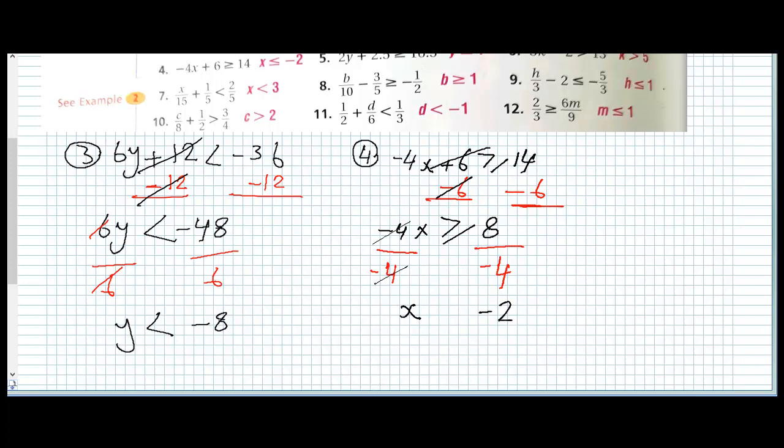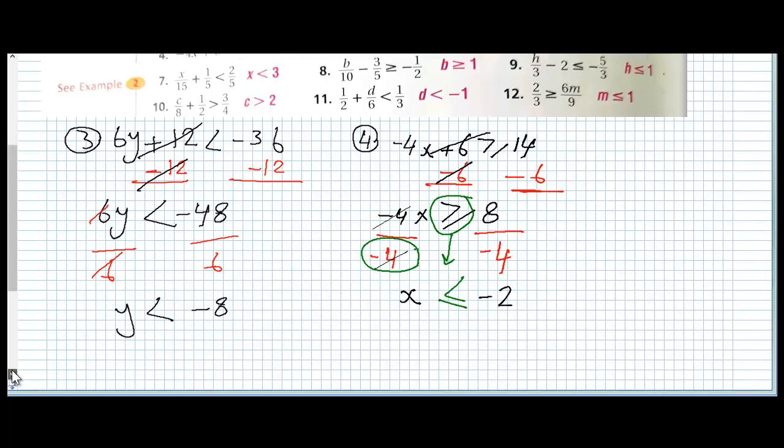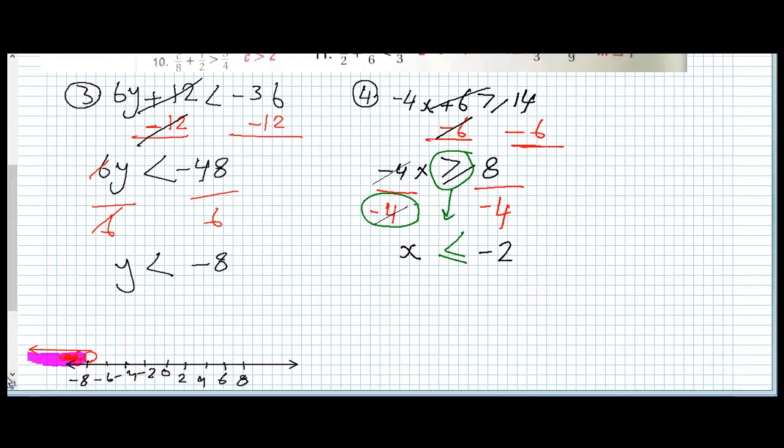But when I divide by a negative, the inequality symbol will be changed. It was bigger than, so it will be smaller than. Because here I'm dividing by a negative, bigger than will be smaller than. The inequality symbol will be changed.